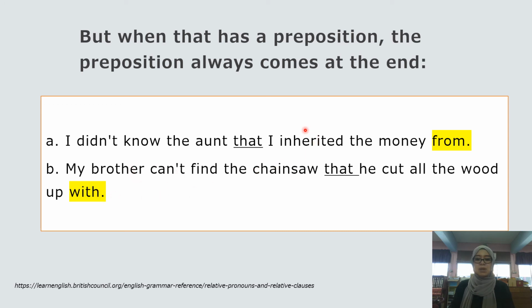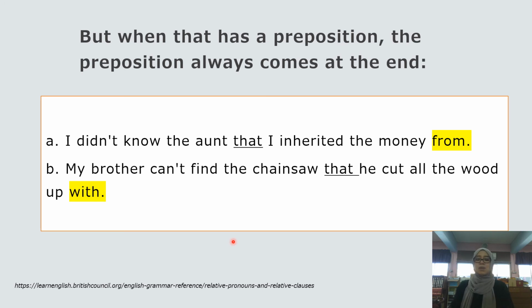Remember, if the relative pronoun is that, the preposition must always be at the end of the clause. B, my brother can't find the chainsaw that he cut all the wood up with. So with is the preposition, and it is at the end of the clause. This is the difference in the use of relative pronouns who or which and that, with the preposition either at the beginning or at the end of the clause.